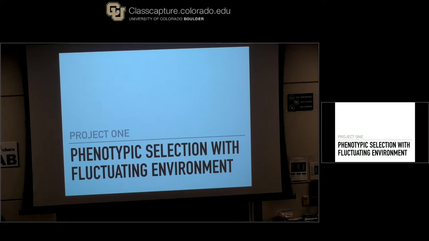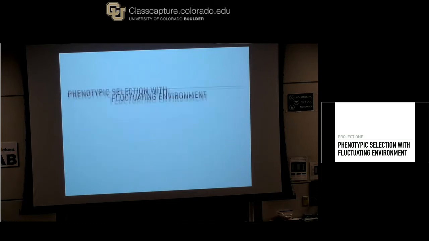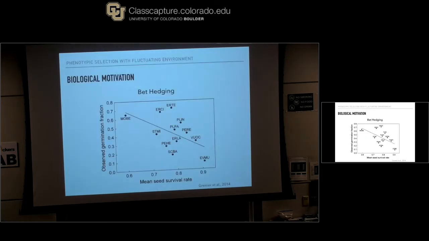To give an example, if you look at annual plants in deserts, they release a lot of seeds, but these seeds don't necessarily germinate in the next year. Instead, they go into the soil and come out 2 or 3 or many years later. These are just different species over here. The idea behind that is if you have a bad year, you're not going to lose all of your seeds. And you can see, in fact, that the mean seed survival rate is higher for species that have a low germination fraction.